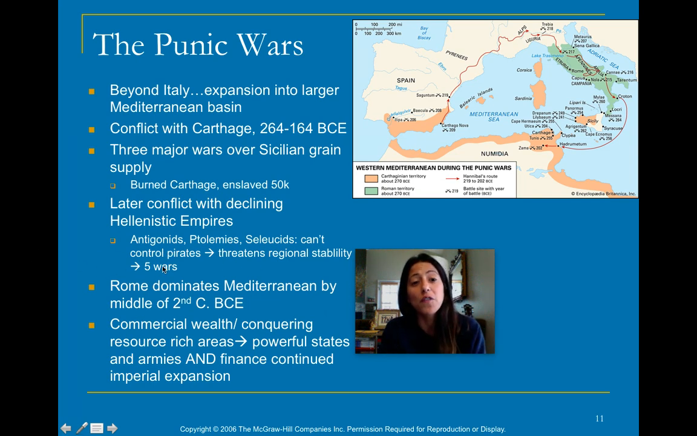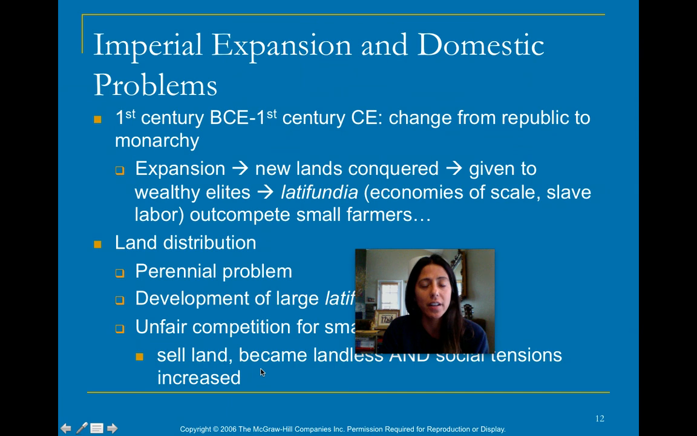And there are going to be over five wars with these various Hellenistic empires. Eventually, Rome is going to dominate the Mediterranean by the middle of the 2nd century BCE. You can look at a map in your book. And every new area that they conquer is going to bring more wealth, more resources. And they're going to use that wealth to build powerful states and armies and continue expanding.